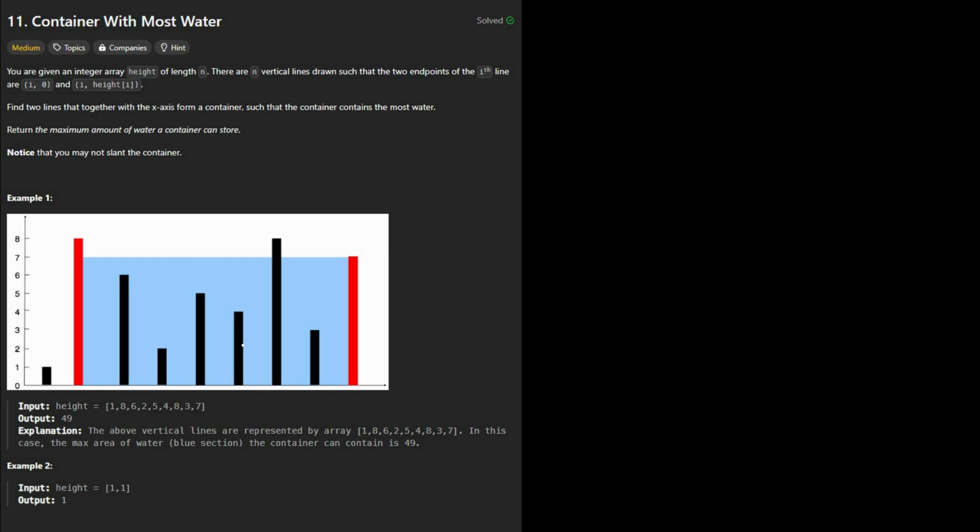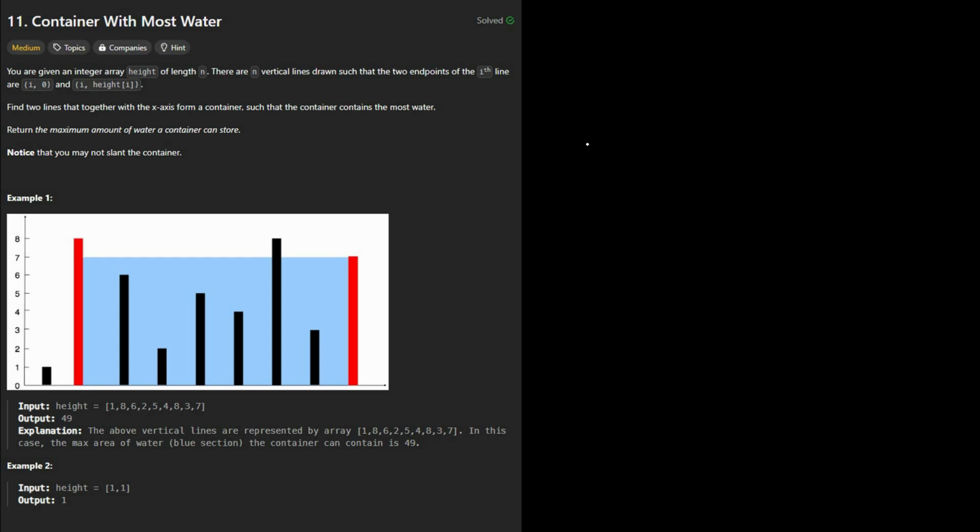Hi everyone. In the given problem statement, container with most water, we are given heights of various lengths in an array. We have to find which container would contain the maximum water. So let us take an example.